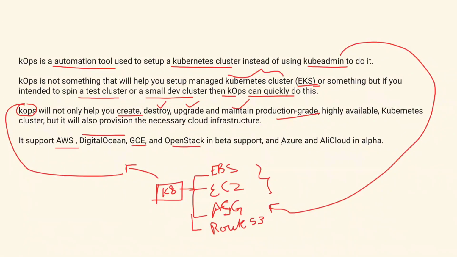kOps is an automation tool using which I can set up a Kubernetes cluster in a cloud account. It helps me to automate the whole setup process, destroy the cluster, upgrade the cluster, or maintain the cluster in production in a cloud service if I cannot use any of the managed Kubernetes services for whatever reason it is.